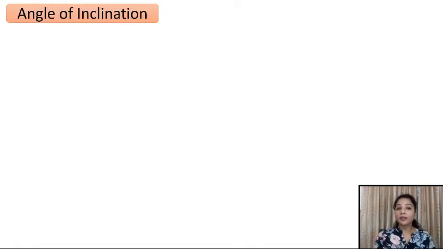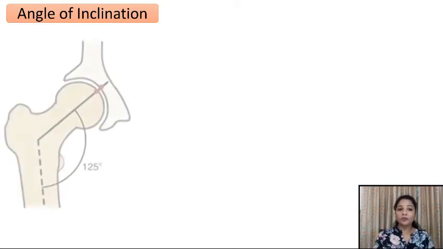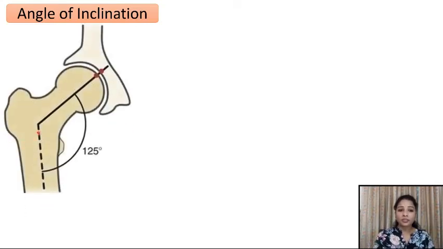Next is the angle of inclination. It is an angle between the long axis of the neck and the shaft of the femur. Here we can see the long axis of the shaft and the long axis of the neck. This angle is called the angle of inclination. Normally it is around 125 degrees in adults, and in children it is around 160 degrees. And in females it may be a little lesser because of the wider pelvis.